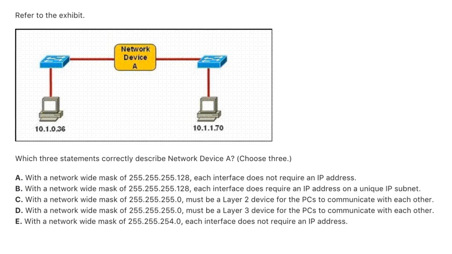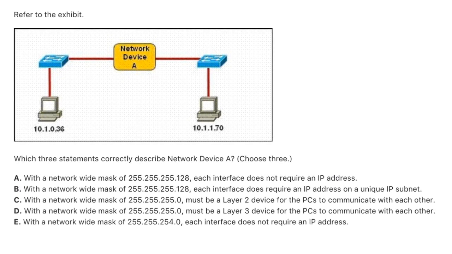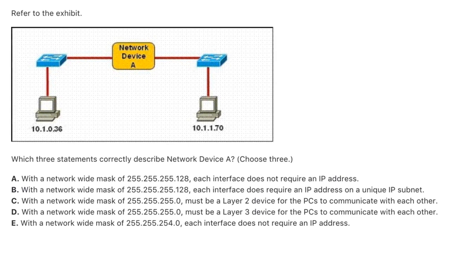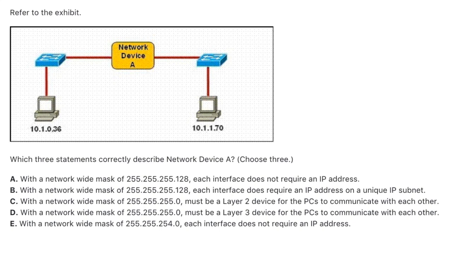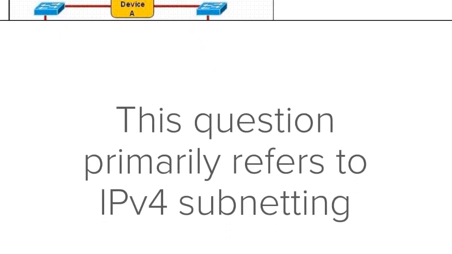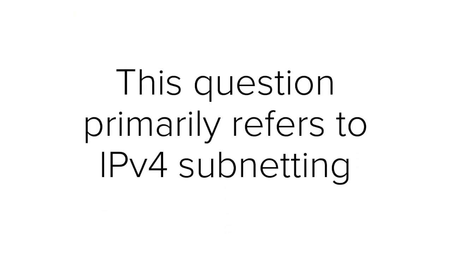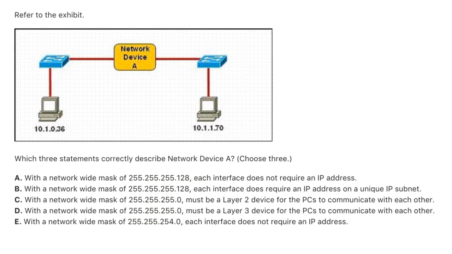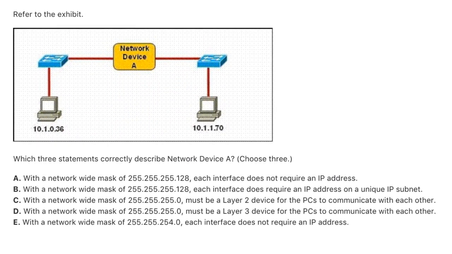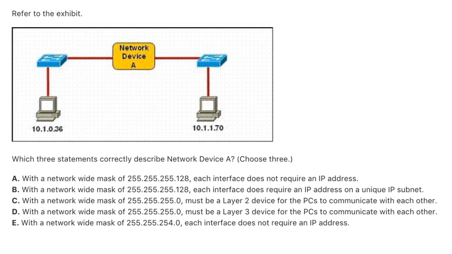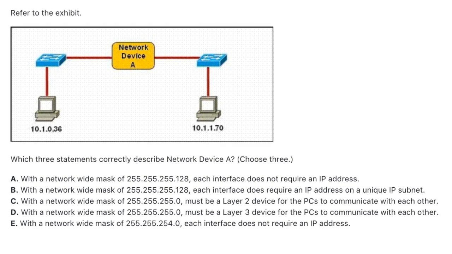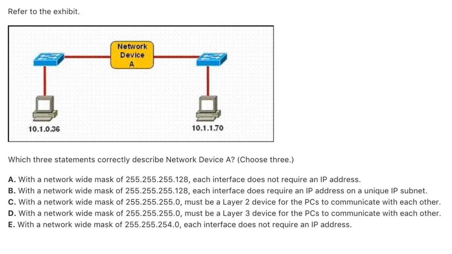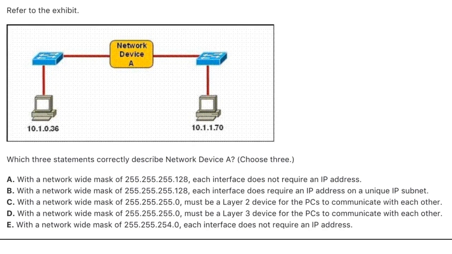We're looking at two hosts on a connected network, and we're wondering which of these three answers apply to the network device A. This question primarily refers to IPv4 subnetting. This question asks us to identify three correct answers, and it's relying on us to subnet in this case, and then determine if with the subnetting we've applied, the answer is correct.